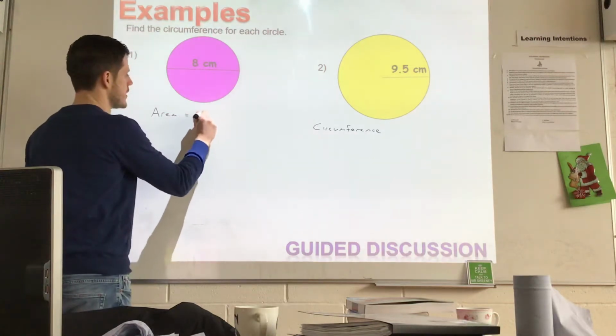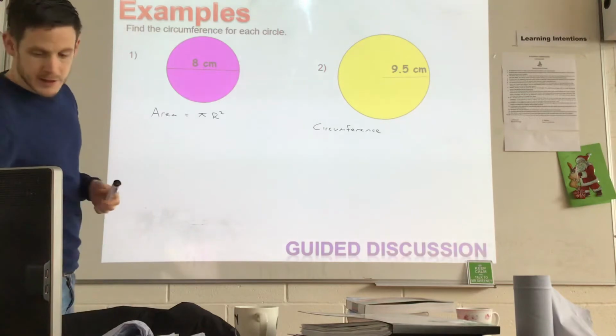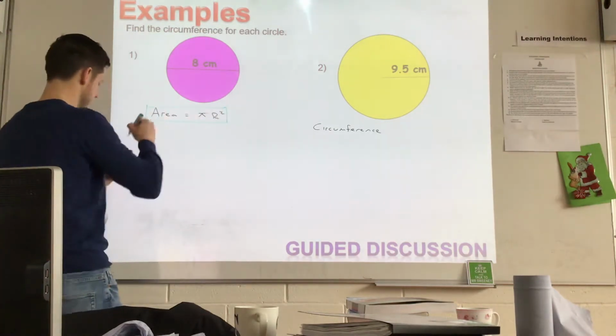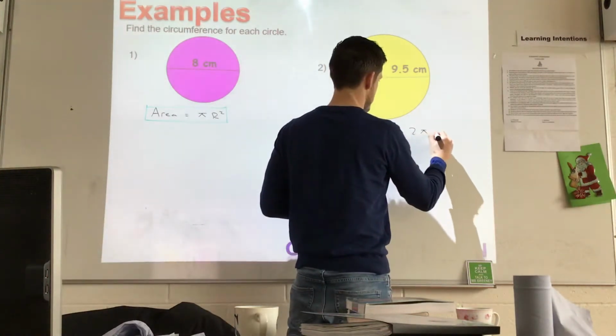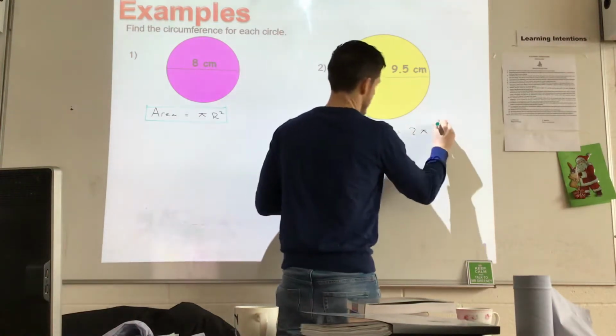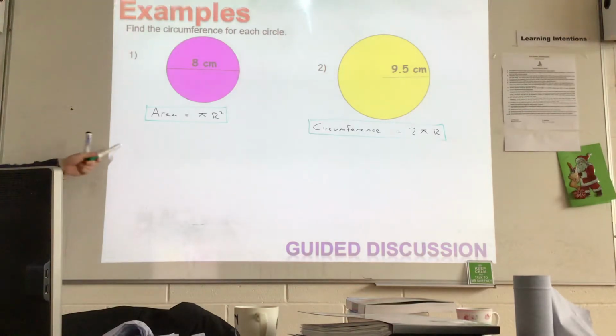The formula for the area of a circle is pi r squared, with r being your radius, and the formula for the circumference of a circle is 2 pi r, and r again being your radius. So let's start off with getting the area of this circle here.